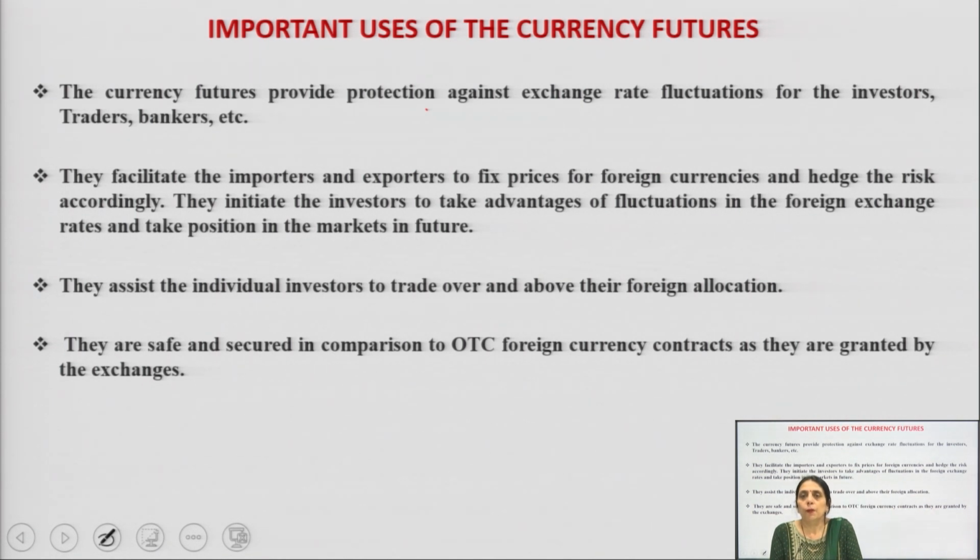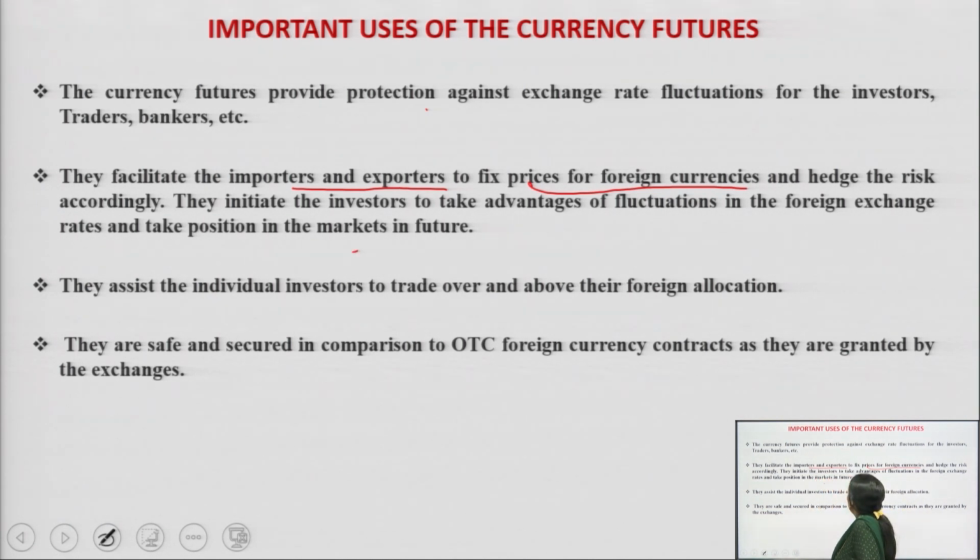If we import goods and the prices increase, then the importer has to pay more than earlier. But in the case of the exporter, they will gain. For this purpose, we use the currency future contract to hedge their risk. They facilitate the importer and exporter. I have already told you that they fix the prices for the foreign currency and hedge the risk accordingly.